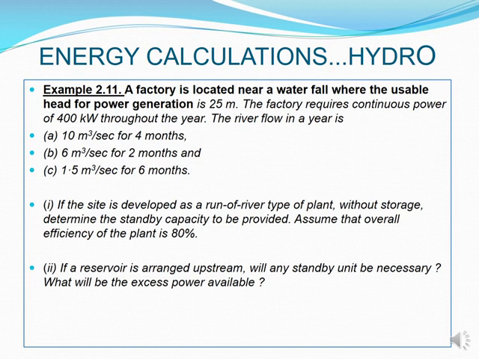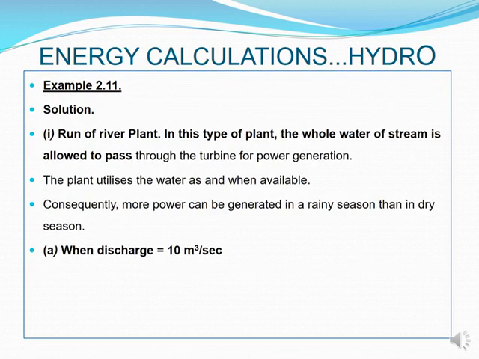So they say if the site is developed as a run-of-river type of plant without storage, determine the standby capacity that would need to be provided. And you must assume that your overall efficiency of this plant is sitting at 80%. Then your second question would be if a reservoir is arranged upstream now. That means a reservoir, you've got some storage space. Will any standby unit be necessary, and what will be the excess power.